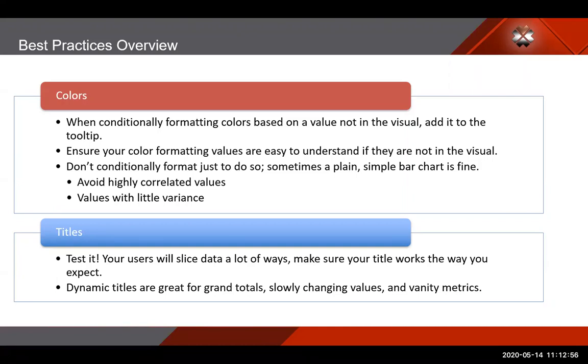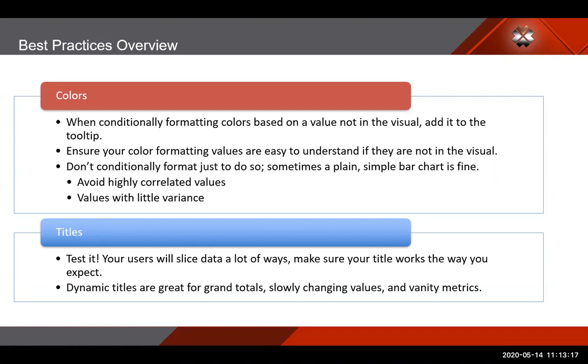And you want to avoid highly correlated values. For example, if you're representing total sales over categories and you conditionally format it to show number of items sold, well, that seems kind of obvious, right? It probably was that there were a large number of items sold in a certain category that also generated higher sales. So you may not be adding a lot.